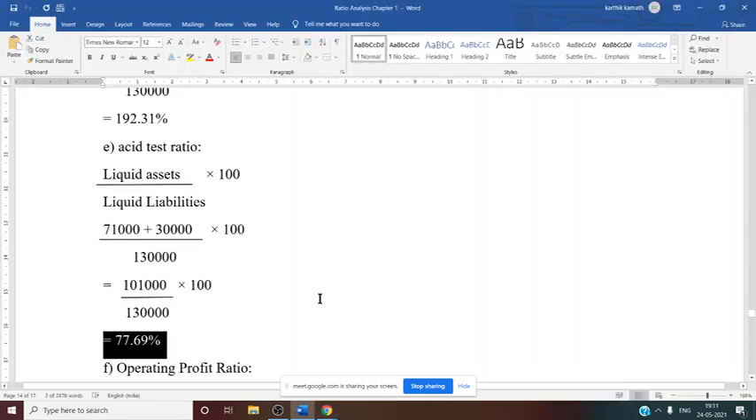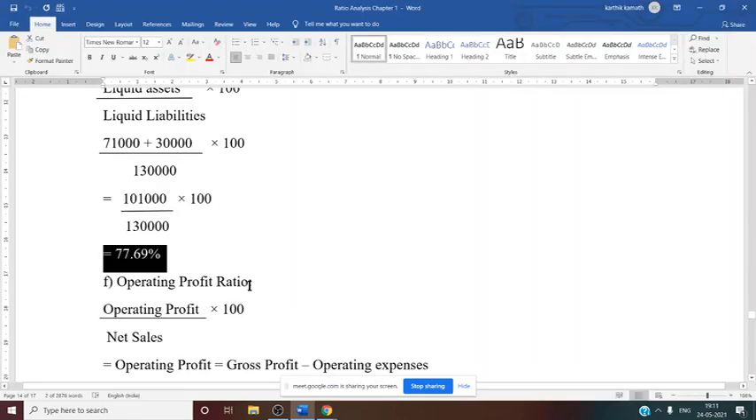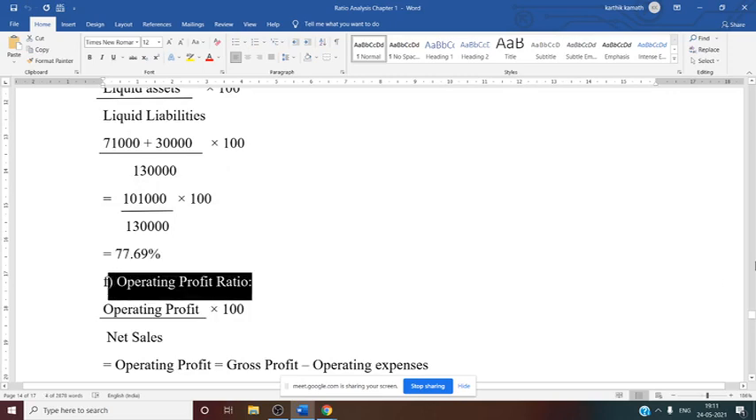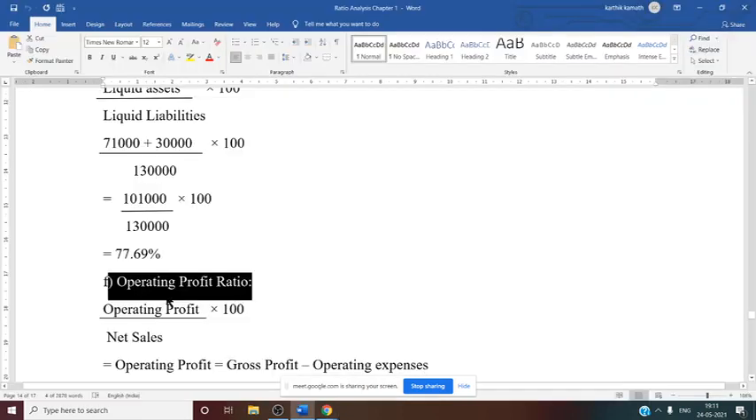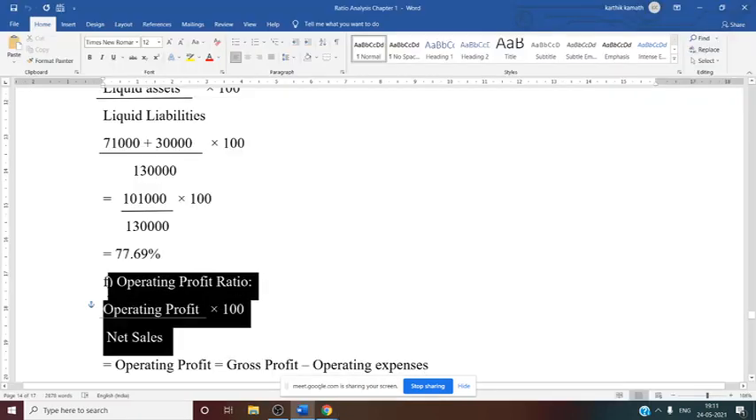Now the last thing they have asked you to calculate is the operating profit ratio. This operating profit ratio formula is not mentioned in your syllabus, but sometimes they ask it in the examination. The operating profit ratio formula is operating profit divided by net sales into 100. There are many formulas to calculate the operating ratio, but this is the most suitable formula I feel.